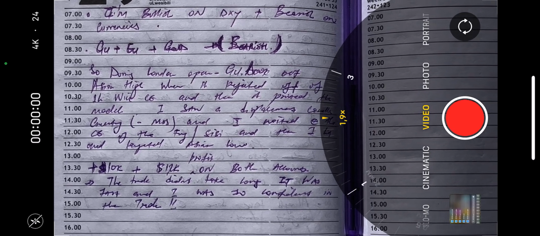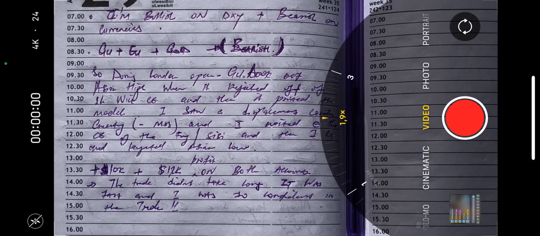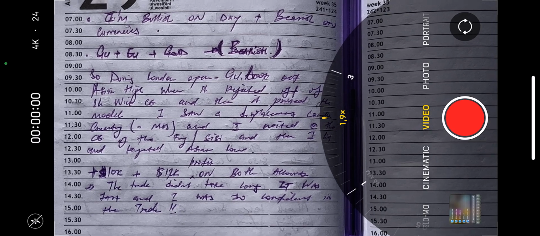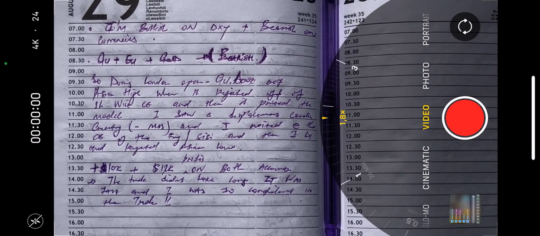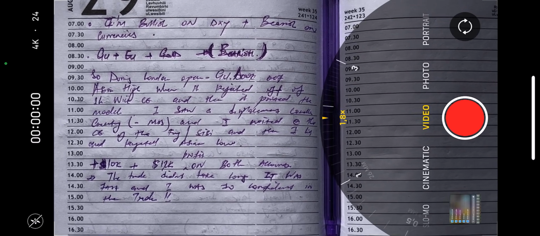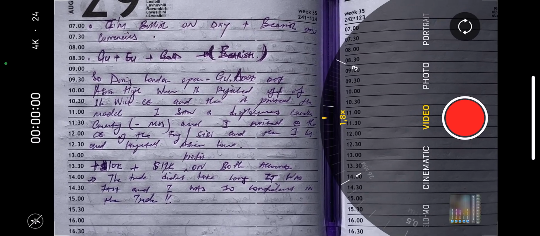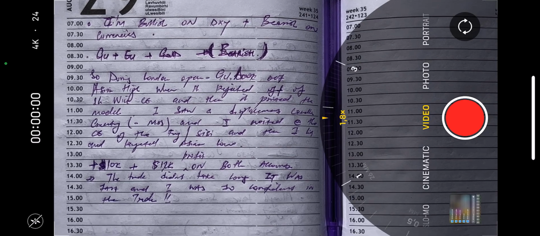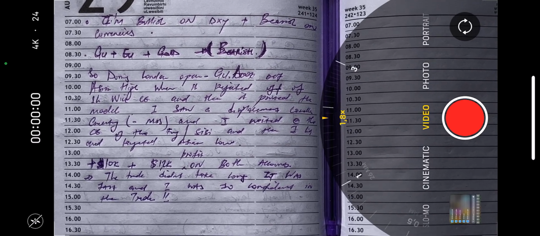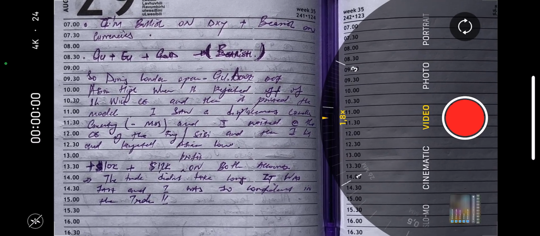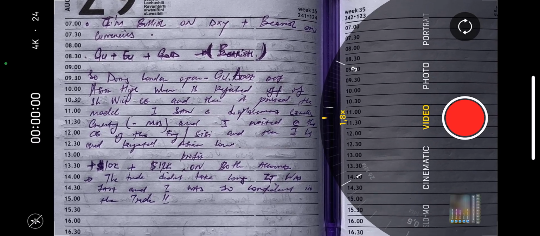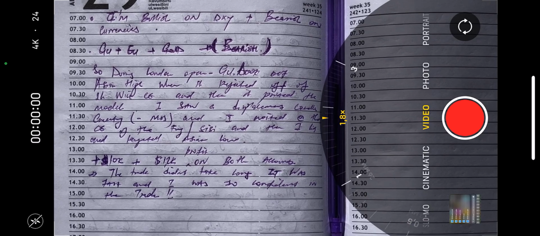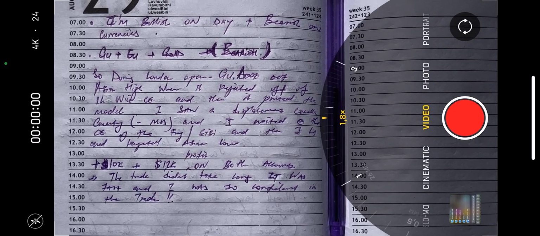So during London Open, GU took out the Asian high when it rejected off of the 1 hour weak CE, and then it printed the model. I saw a displacement creating a bearish market structure shift, and I waited for a retracement inside the CE of that fair value gap, and then I hit and targeted the Asian low. So I profited, made 10,000 US dollars.